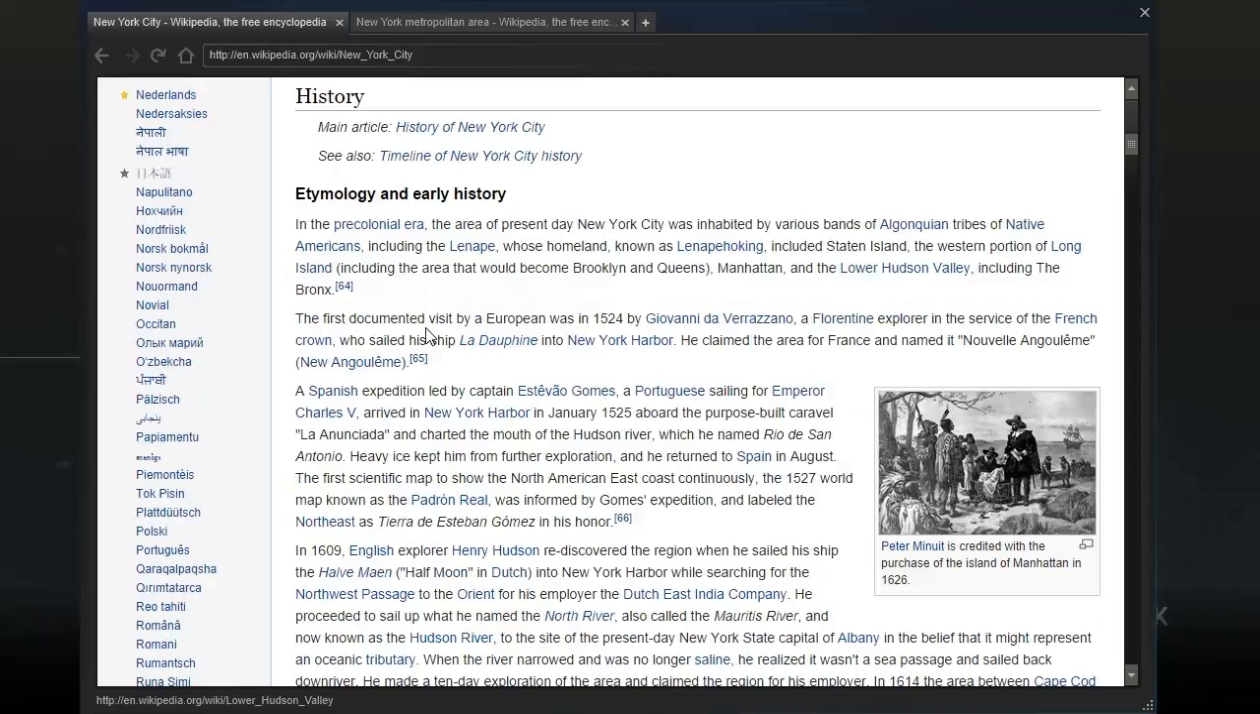The first documented visit by a European was in 1524 by Giovanni da Verrazzano, a Florentine explorer in the service of the French crown, who sailed his ship La Dauphine into New York Harbor. He claimed the area for France and named it Nouveau Angoulême. I don't know how to do French, guys.